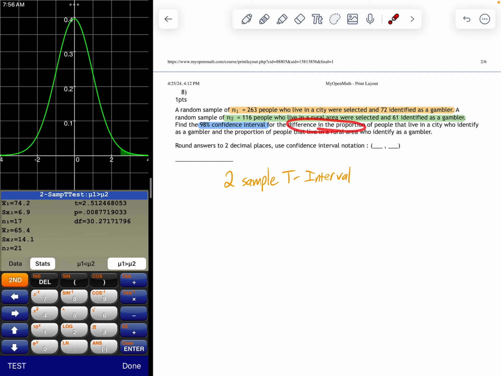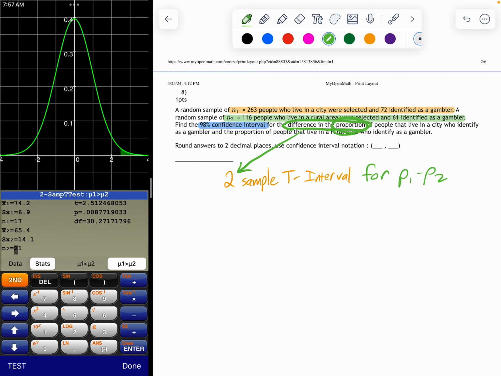So key here is when I see difference in proportion, I know it's a 2 sample because it's the difference between 2, and proportion helps me know that it's a p. So we're doing a 2 sample interval for p1 minus p2. p1 would be the proportion of people in the city that gamble, right? This would be the city folk, and this would be the country folk, rural, okay?